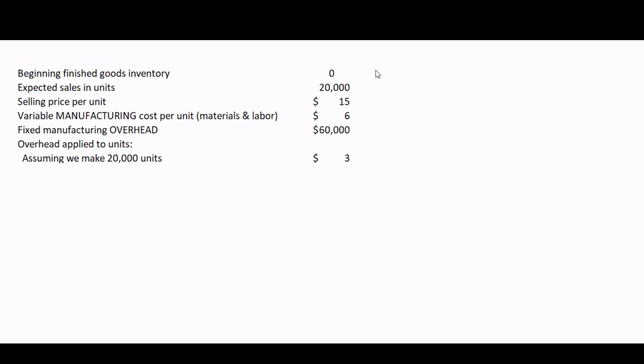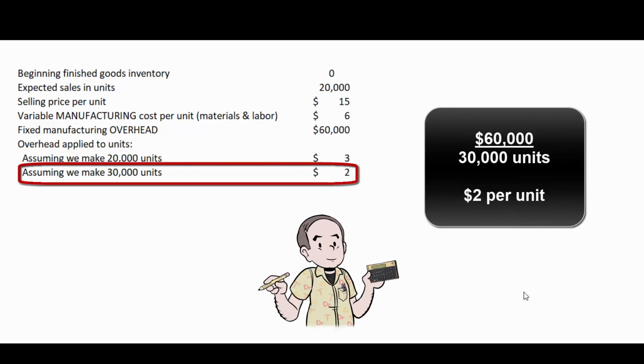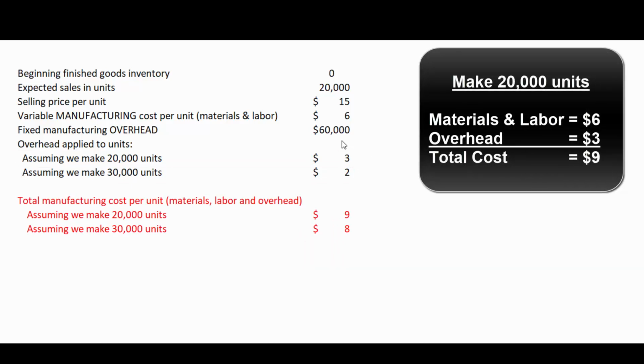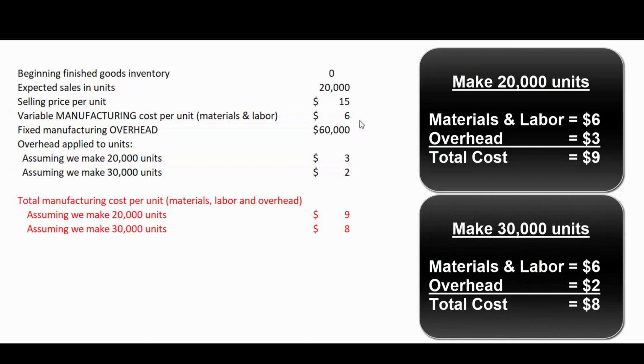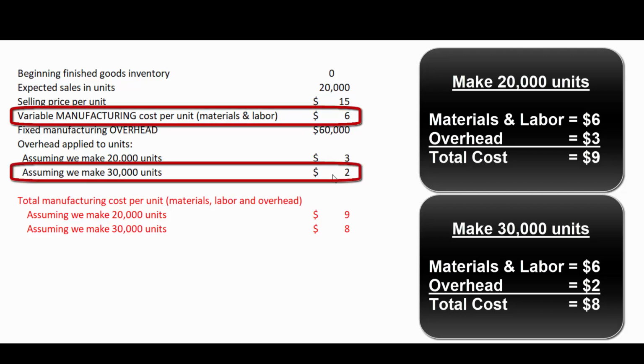Remember, we plan on selling 20,000 units. If we make only those 20,000 units, and we divide that fixed manufacturing overhead evenly among them, each unit is going to absorb $3 worth of fixed overhead. However, if we make an extra 10,000 units, now we're making a total of 30,000 units. Since we're making 30,000 units and there's $60,000 worth of overhead, each unit is going to absorb $2 worth of overhead. So if we make 20,000 units, our cost per unit is going to be $3 of overhead plus $6 of materials and labor. If we make 30,000 units, our cost per unit is going to be $8, which represents $6 of manufacturing costs, materials and labor, and only $2 of overhead.